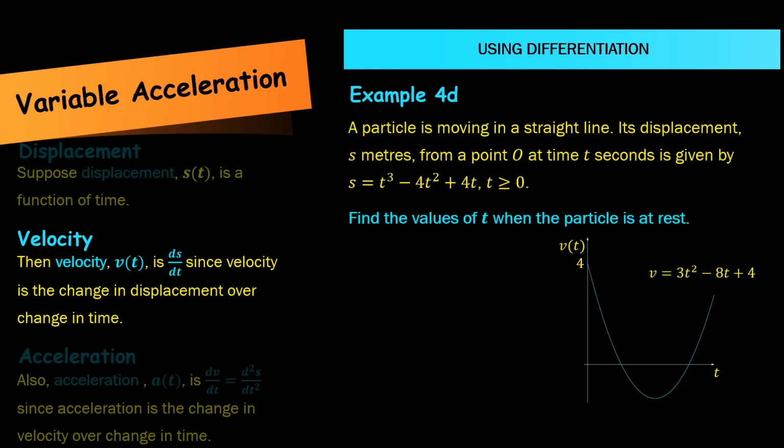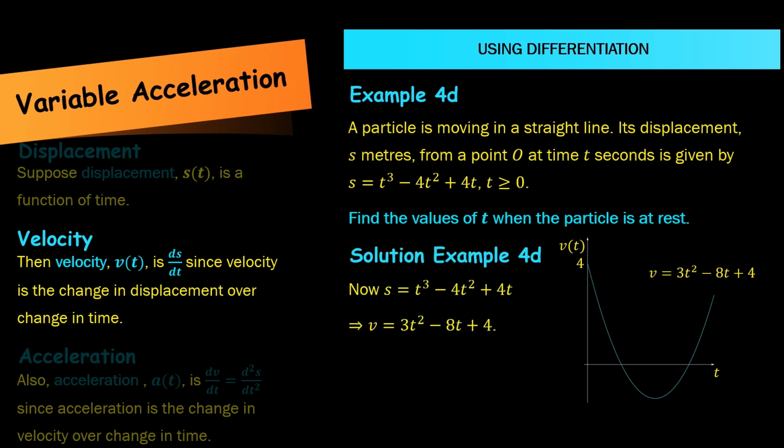Now let's find the values of t when the particle is at rest. Again, we have our equation for s and equation for v. At rest, v equals 0, and therefore 3t squared minus 8t plus 4 equals 0, and this implies t equals 8 plus or minus 4 all over 6. We've simply solved the quadratic. This equals 2, or 2/3, as shown in the graph.